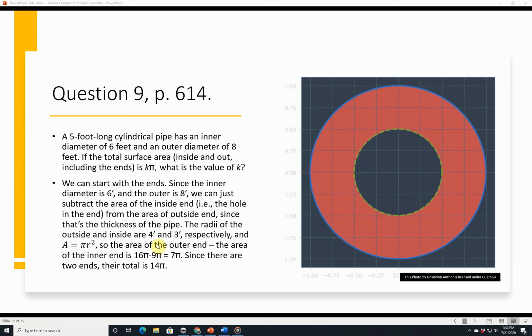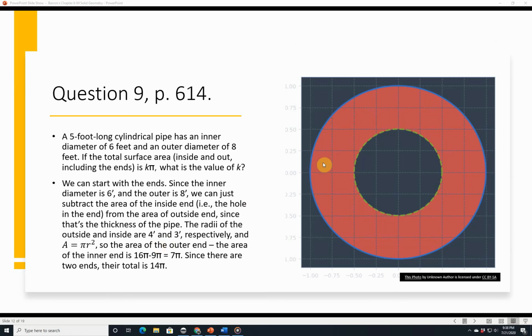Question 9, page 614. A 5-foot long cylindrical pipe has an inner diameter of 6 feet and an outer diameter of 8 feet. If the total surface area inside and out, including the ends, is k pi, what is the value of k? All right, since it's a grid-in question, they can't really expect you to put in pi, and they don't want you to have to estimate it using 3.14. So that's one way for them to get away from doing that.